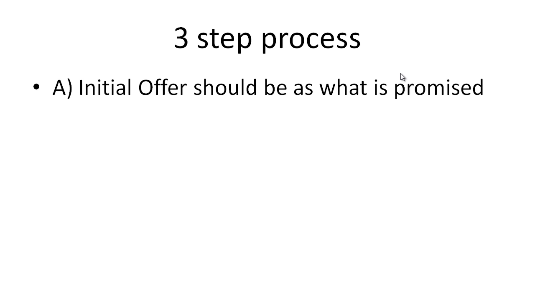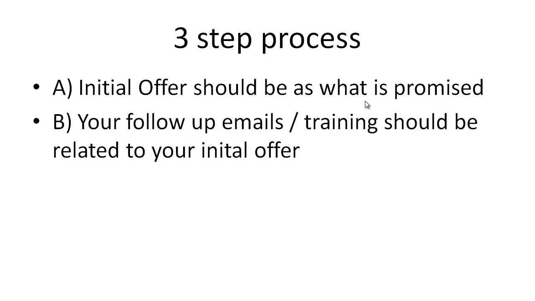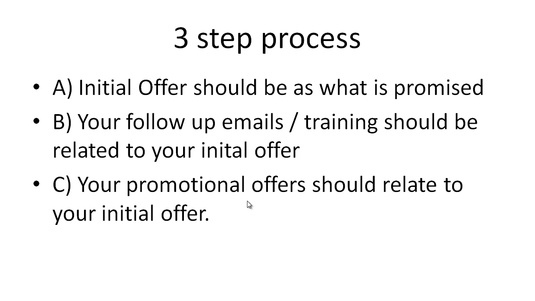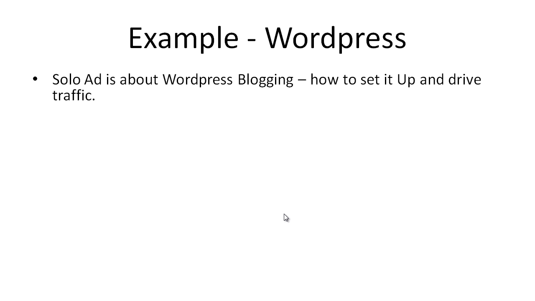So, a 3-step process. The initial offer should be as what is promised. Your follow-up emails should be related to your initial offer, and your promotional offers should relate to your initial offer. If you can understand that concept, it's going to be super easy for you every single time you try to build a list. Now, let me give you a real life example so that you can take this formula and see it in real life.